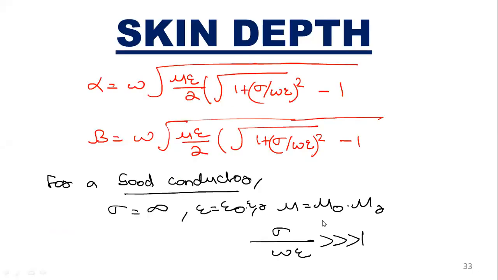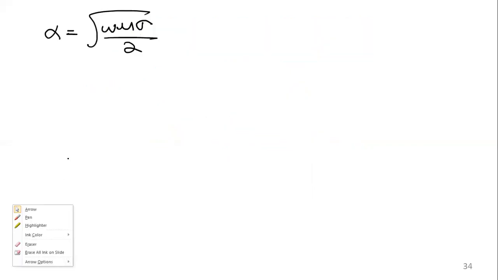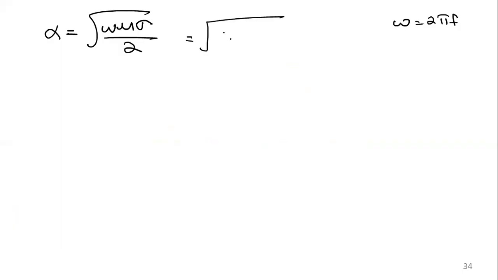So what will be those values? Alpha is equal to root of omega mu sigma by 2. How are you getting it? You are just substituting the values here. Since sigma by omega epsilon is very much greater than 1, this 1 and this 1 can be neglected. Then it will be root of sigma by omega epsilon, which is again sigma by epsilon, then epsilon you can cancel. Then it will be simplified to root of omega mu sigma by 2. And you know that omega you can write as 2 pi f. That you can also substitute here, because sometimes in your question paper they will give you the frequency. In that case, it will go like root of pi f mu sigma, as 2 and 2 get cancelled.